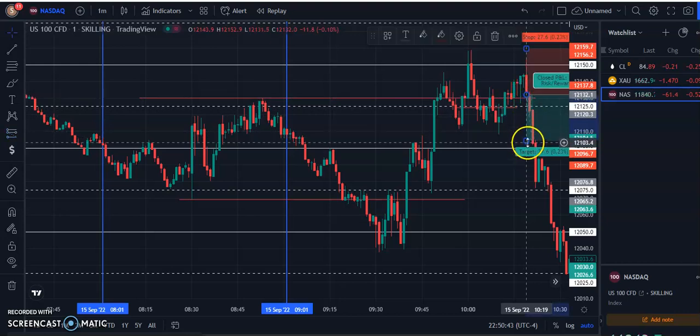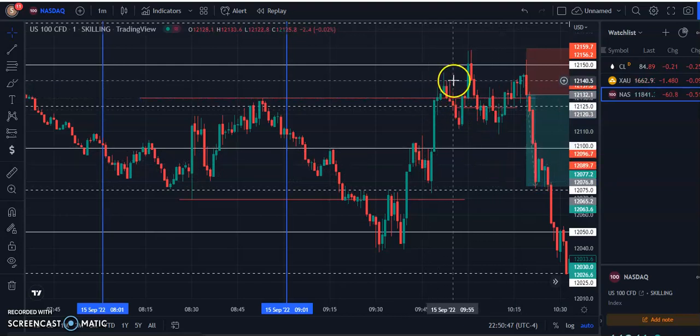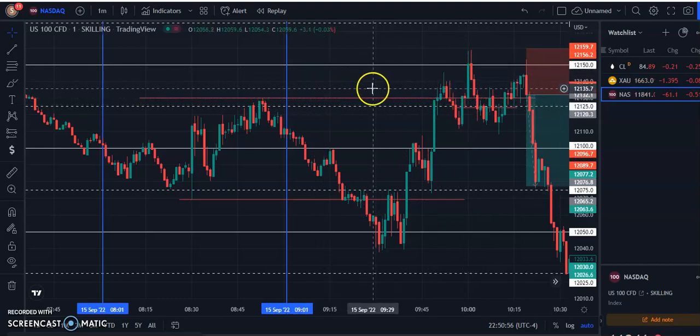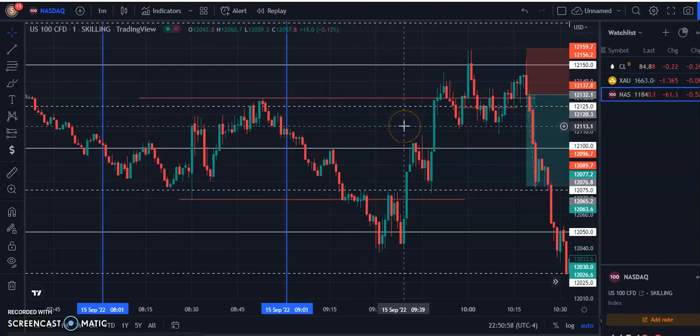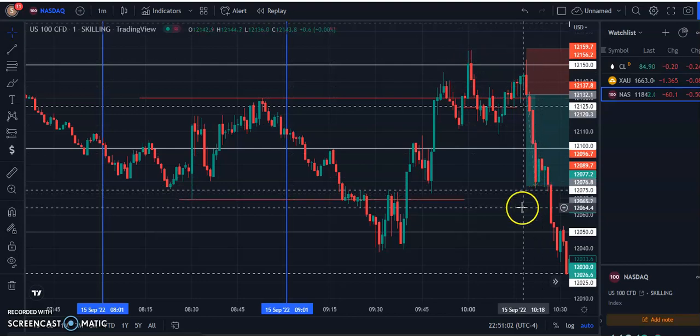Reason? Because we are at the high of the day. We have triggered other traders. People who are waiting for longs at the high of the session. We've triggered them and then boom, escaped.